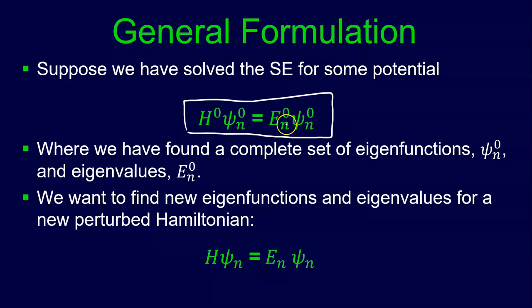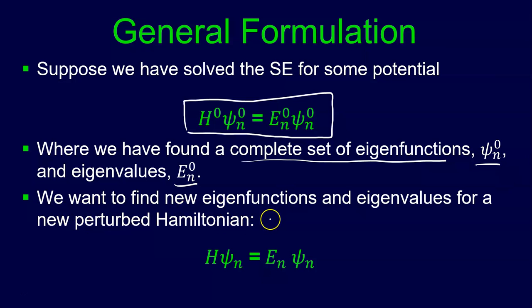This equation is the Schrödinger equation that we've already solved. And so that 0 is telling us it's for the system that we've already looked at. So we have some Hamiltonian, and we found a complete set of eigenfunctions, psi_n^0, and a complete set of eigenvalues, E_n^0. The n is the number of those, right? So for instance, the infinite square well, we looked at that and we found that it had an infinite number of eigenfunctions with eigenvalues. That's a good example. We'll do some examples with that later.